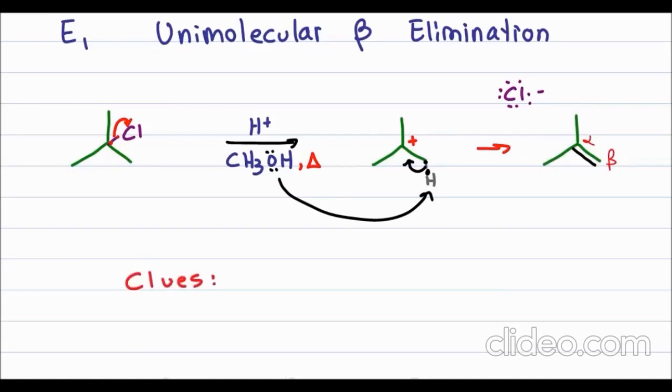The clues that an E1 reaction took place are as follows. 1. You have a carbocation intermediate. And 2. You have a pi bond between the alpha and beta carbon.